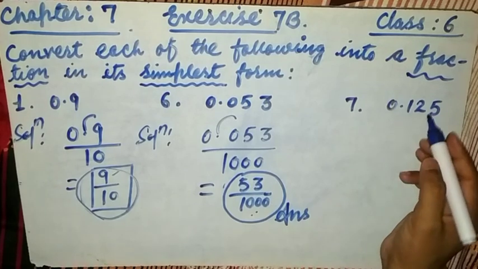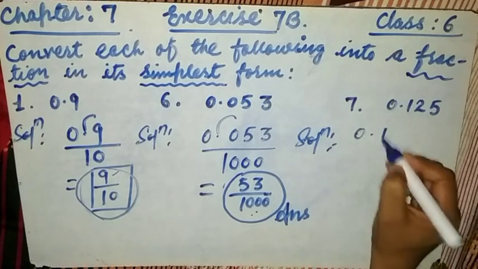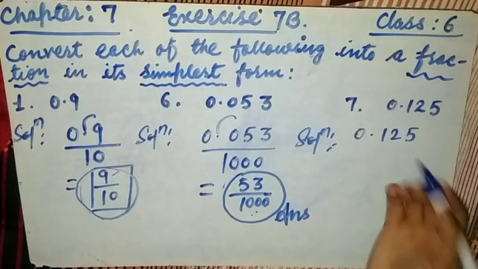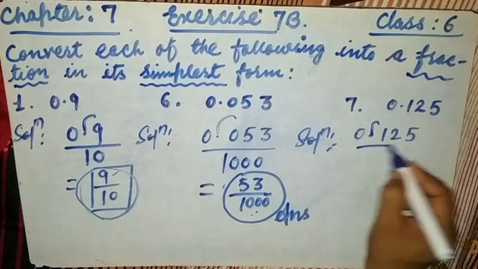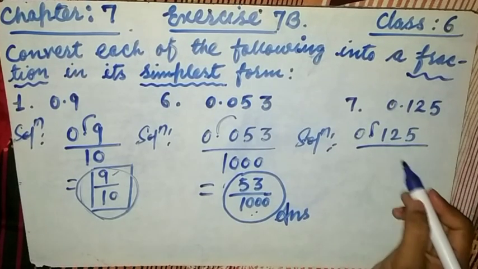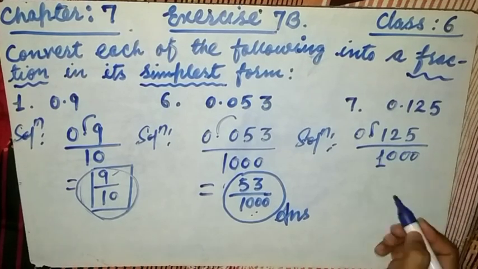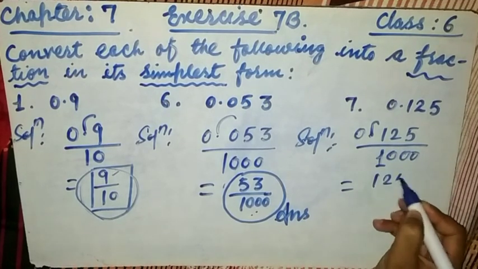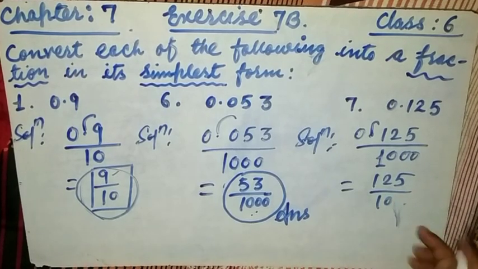Now see friends, the solution for 0.125. Same friends, we have to do the same. Remove this decimal and count the number of digits. How many digits? 1, 2, 3, 3 digits. So 3 zeros with 1 means this is 125 divided by 1000. This is also a decimal fraction.